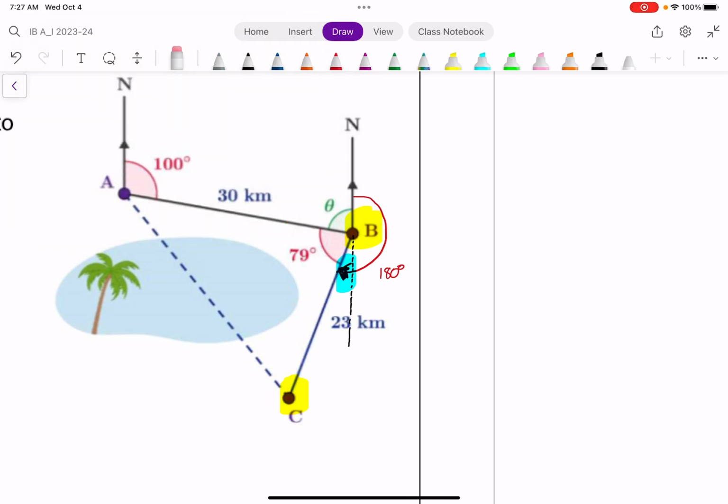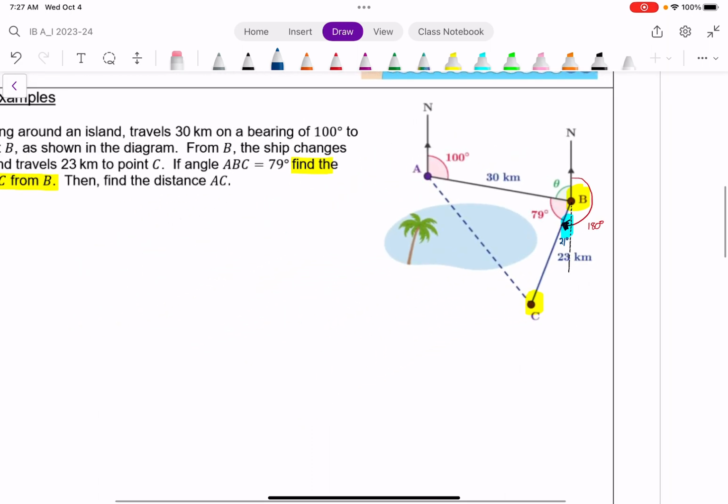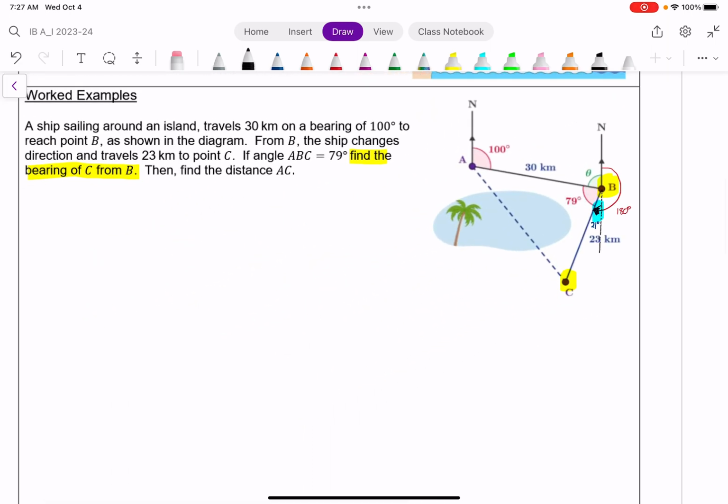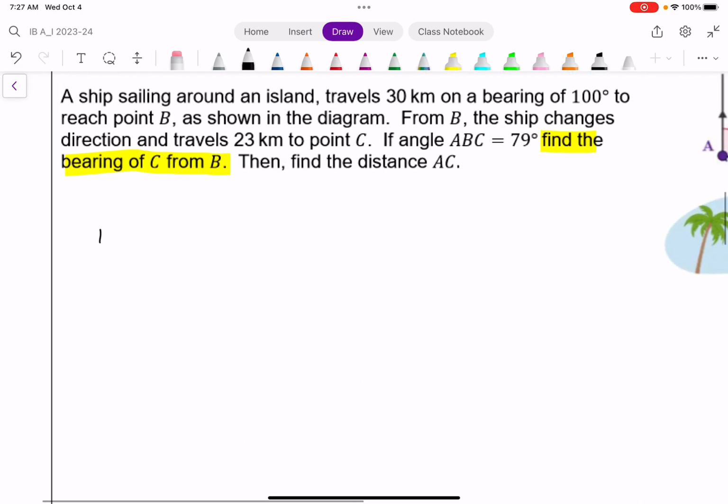And so I can now answer the first part, because if this little angle right here is 21 degrees, then this bearing from B to C must be 21 plus 180, or 201 degrees. All right.